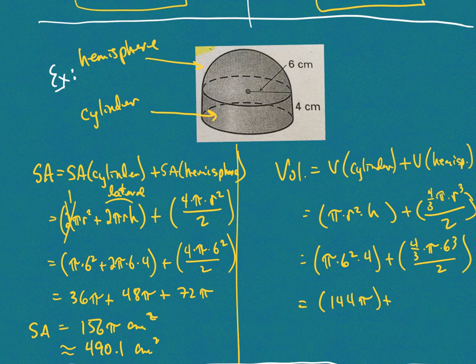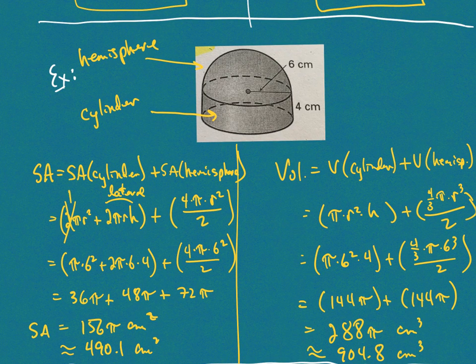This next one, I'm going to use my calculator so I don't get that one screwed up. So 4/3 times 6 squared, and then divided by 2 would be 144 pi. So we'll end up with a total of 288 pi. Or again, for those of you who like the approximations, that'd be approximately 904.8, and both of those would be in cubic centimeters.